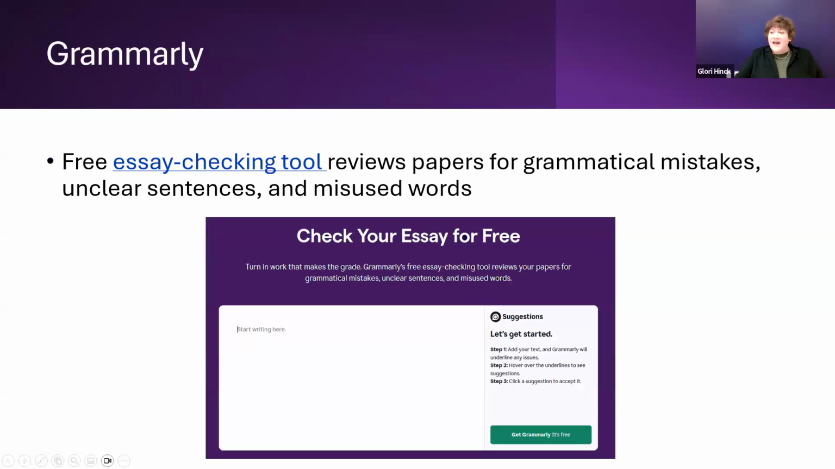And then Grammarly. I have mixed emotions about Grammarly. I like my grammar. I like my spelling. I think I'm pretty good at it. And it pops up and tries to tell me what to do with my spelling and grammar. And then if I don't use it for a week, it pops up and tells me that I haven't used it for a week in my writing. So I know students use it a lot. They do have a free essay checking tool that you might find of value for your students.